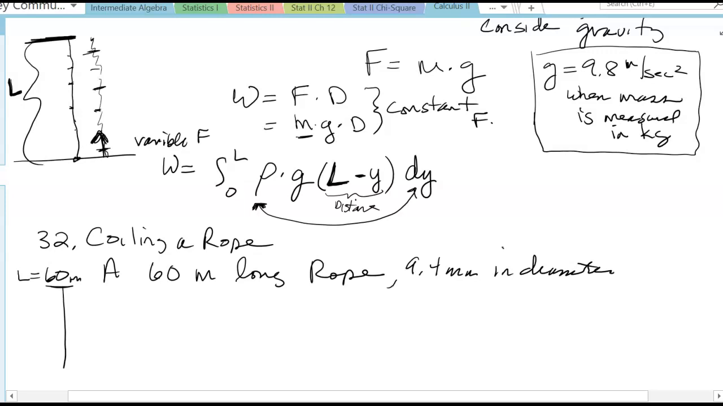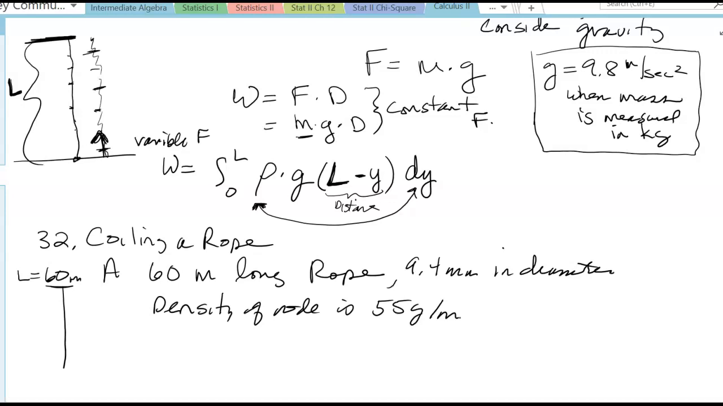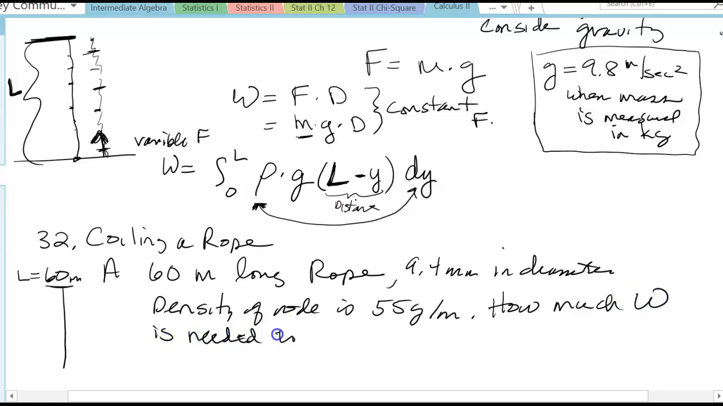Hangs freely from the edge of a building. The density of the rope is 55 grams. How much work is needed to pull the entire rope to the top? How much work is needed to pull the rope?